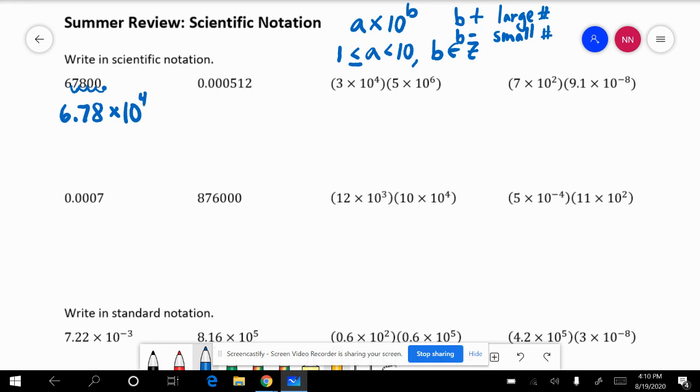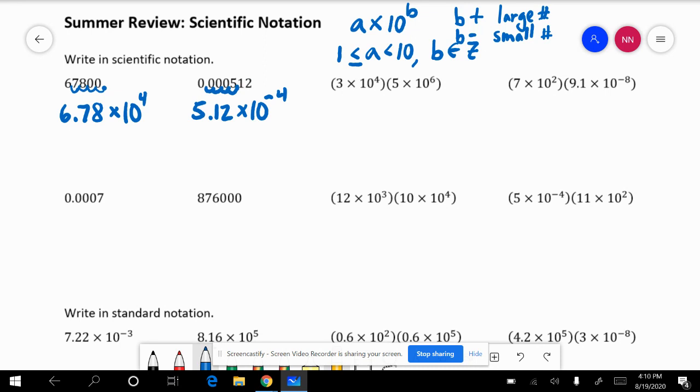Looking at the next one, this is a small number. I need a number in between 1 and 10. So I'm going to put 5.12. That's a number in between 1 and 10. I'm going to put times 10. Since it's a small number, I know it's a negative exponent. I'm going to look at the decimal. 1, 2, 3, 4. So that means it's going to be negative 4.